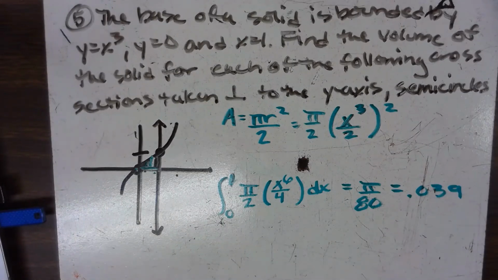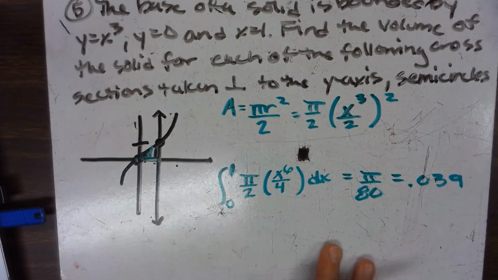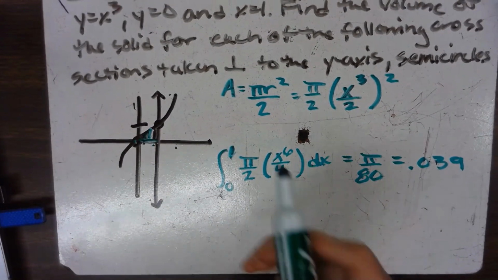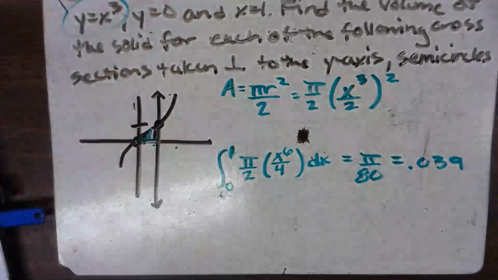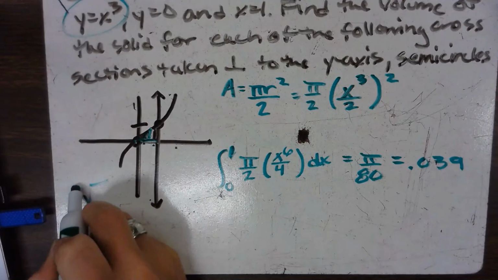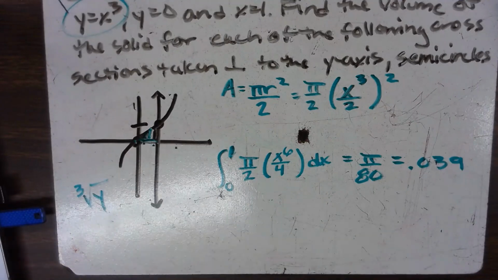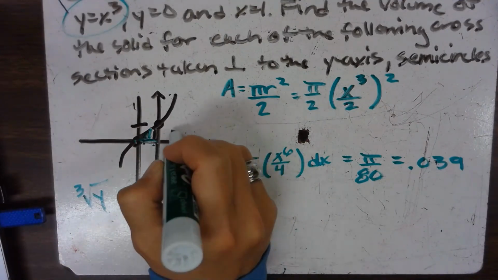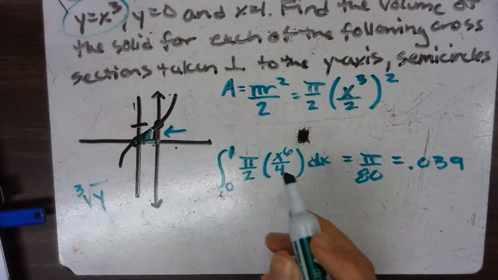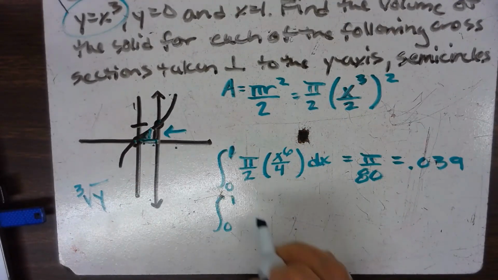Now on this one, I could also change it. So this would be in terms of x right here. I can also change it in terms of y. If I change it in terms of y, then I have to solve it for x. And so when I do that, that's taking the cube root. And remember, if I'm doing y's along the y-axis, that's also 0 to 1.